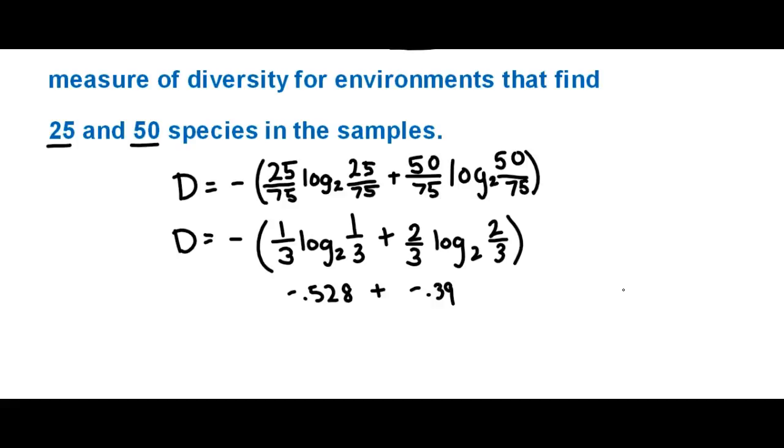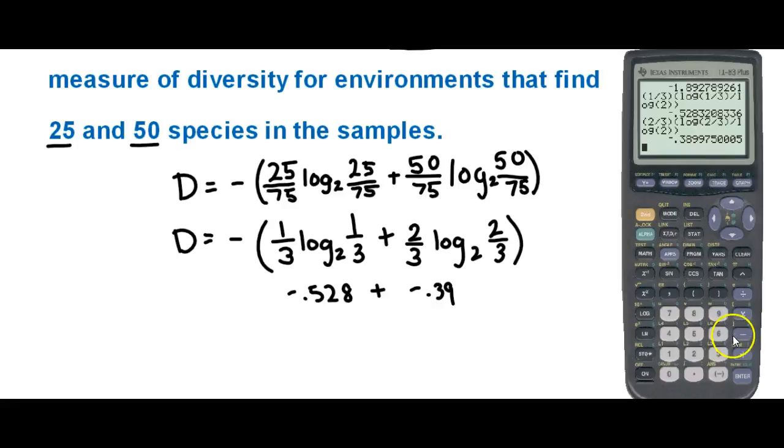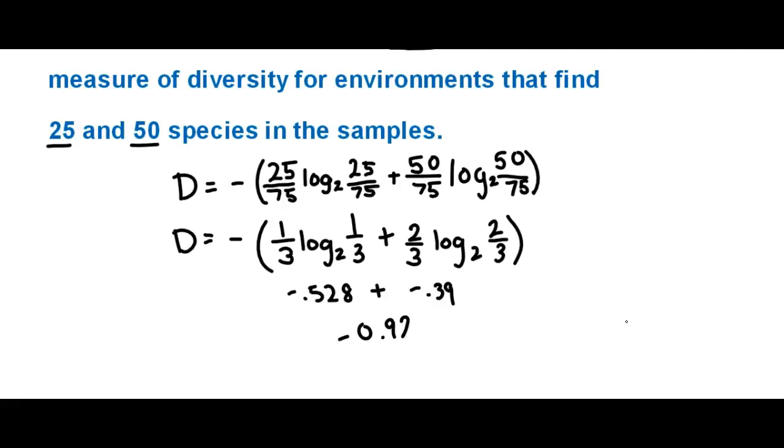So when I add those together, we'll just add negative 0.528, I get negative 0.92. And since I'm not a biologist, I can't really tell you what that means, but it sounds like a good amount of diversity.